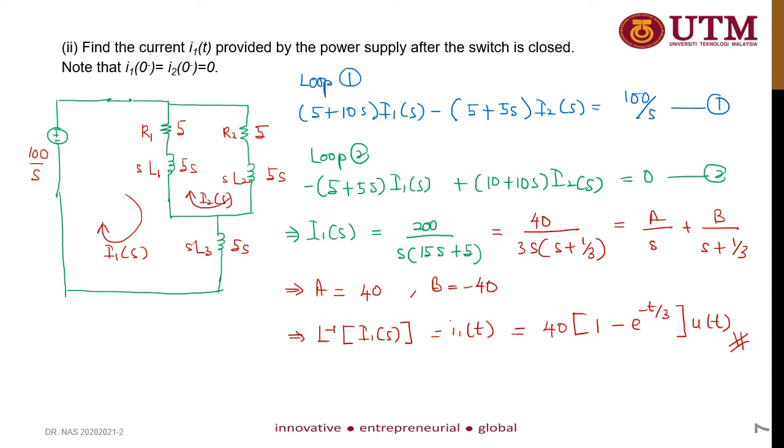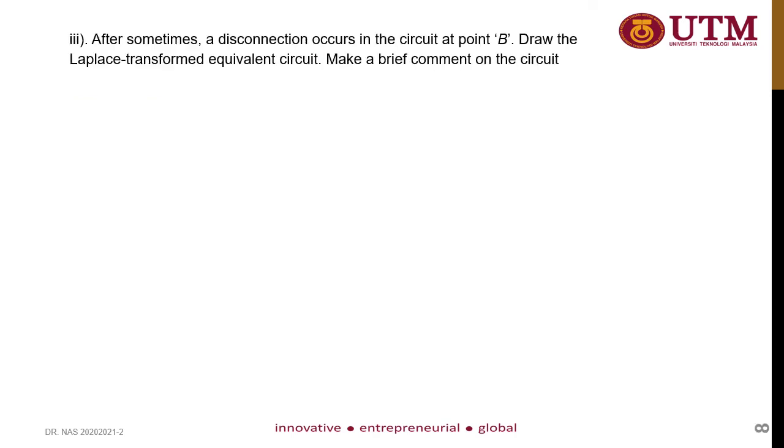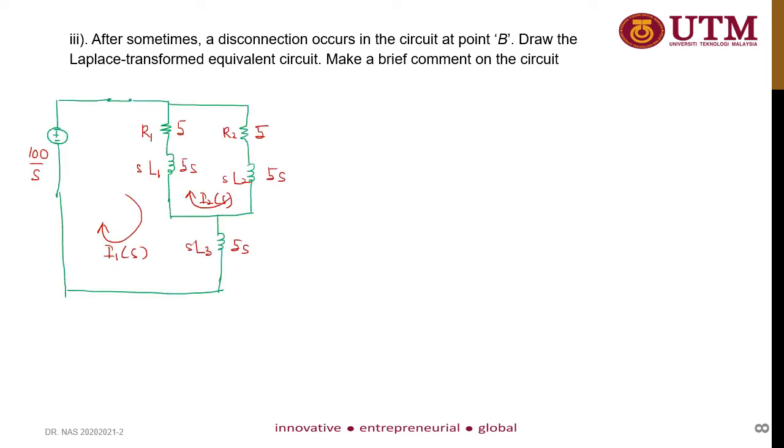So this is your final answer. Okay, third question: after some time, a disconnection occurs in the circuit at point B. You need to draw the new Laplace transform equivalent circuit and justify your answer. So from this first and second condition, this is the Laplace transform circuit at t equal to 0 when the switch is closed.